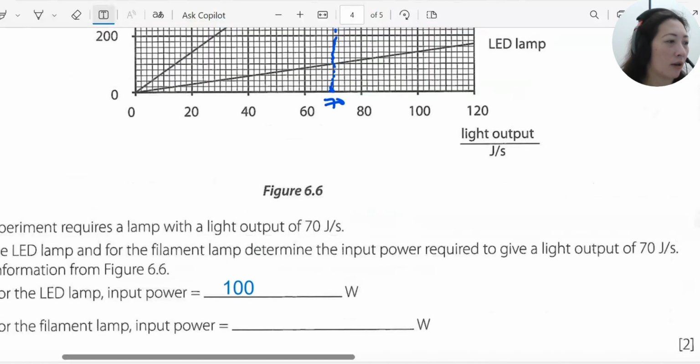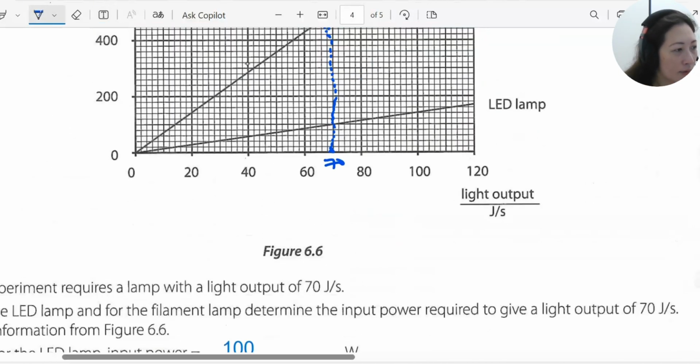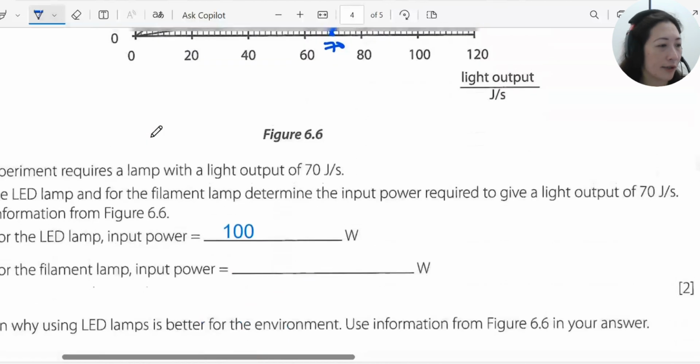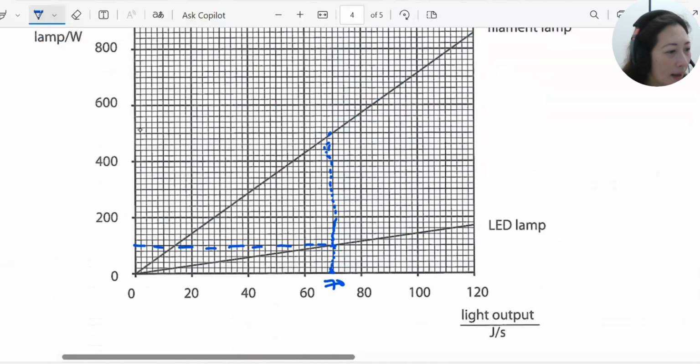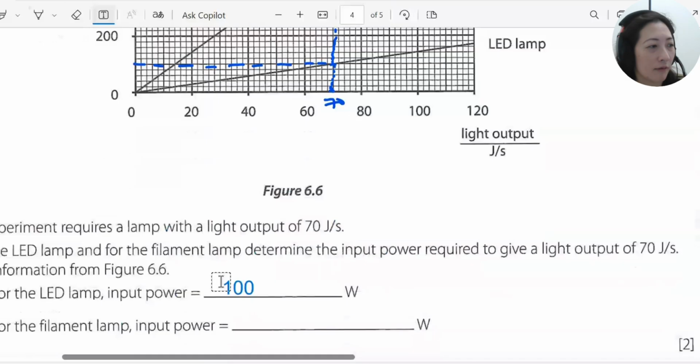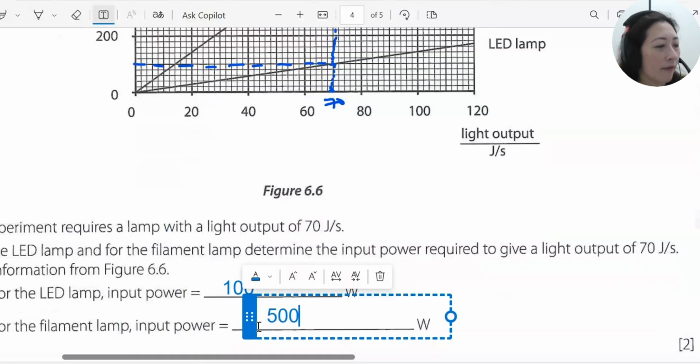Ideally, you should draw with a pen and pencil to show how you got the answer. You need to show on the graph. That's normally how you get full marks for this kind of question. For the filament lamp, it's up to here. This is 500. Make sure you draw properly, okay? Do as I say, don't do as I do. So this is 500 watts.